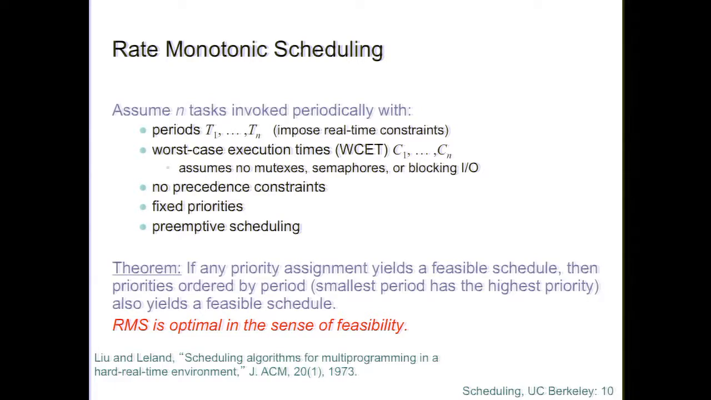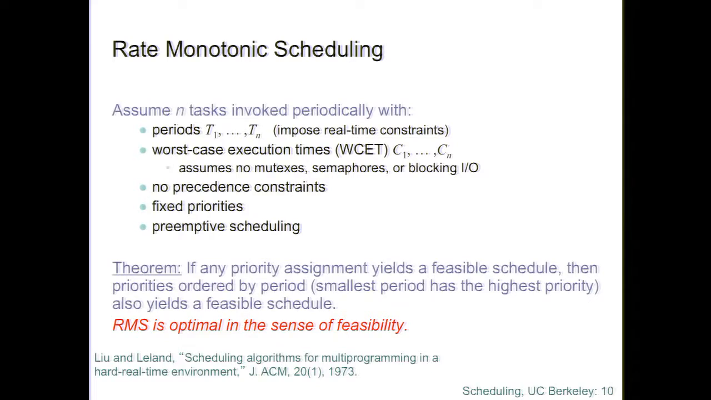All right. So here are the assumptions that Liu and Layland made. First, they said that they have n tasks that are invoked periodically, and the periods are arbitrary numbers, T1 through Tn. They can be different. They don't have to be harmonically related. You don't have to have one task with twice the period of another. Arbitrary numbers.